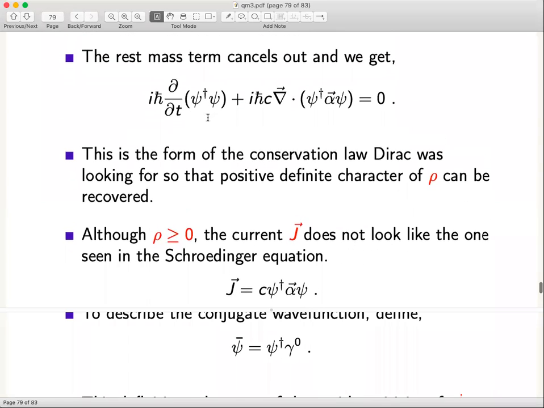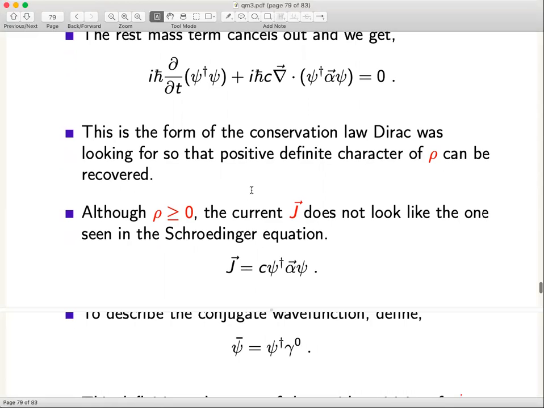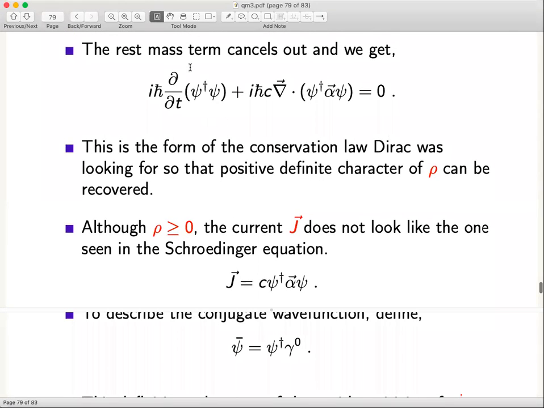Good. So Dirac precisely wanted this kind of conservation law because this would have a nice probabilistic interpretation, and rho is positive semi-definite, and everything works out fine with this. But then there's a small problem with J. Rho is perfectly fine. J is a bit of a problem because J does not look like the J that we had in the Schrodinger equation.